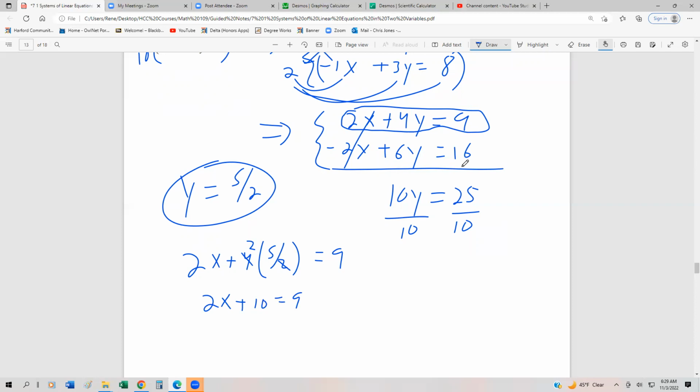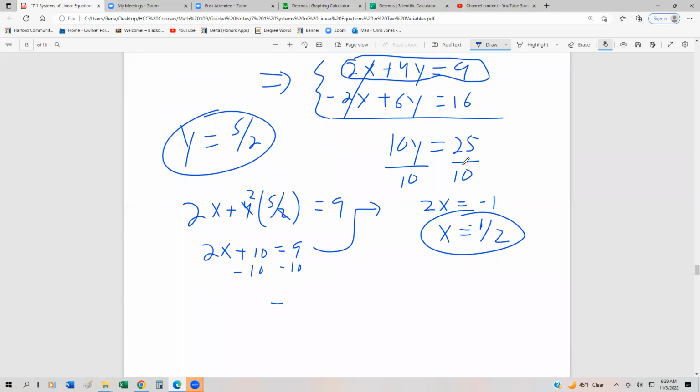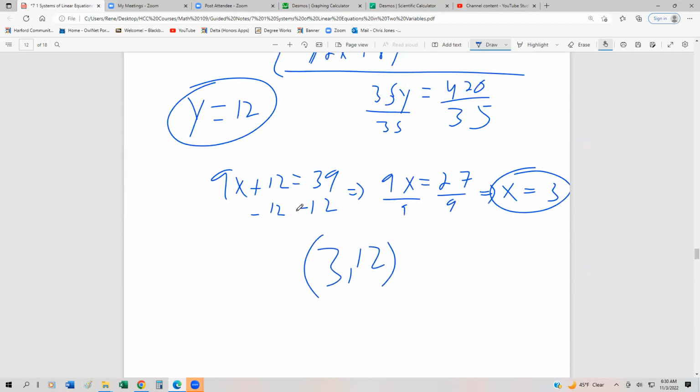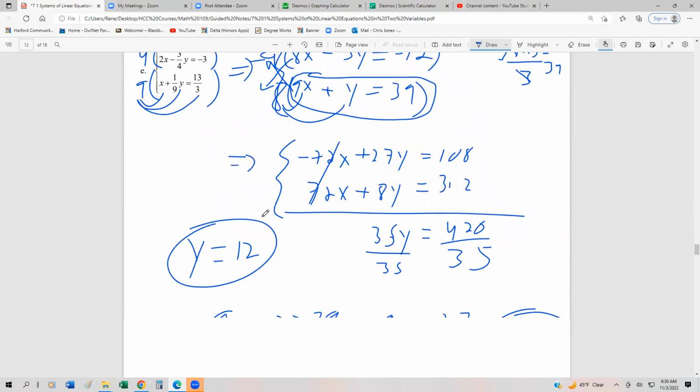We're going to subtract 10 from both sides. So by subtracting 10, we get that 2x equals negative 1, and x is negative 1 half. And so our solution set is going to be the ordered pair negative 1 half, 5 halves. That's how we want to take care of these sorts of equations that have fractions and decimals in them with the elimination method.